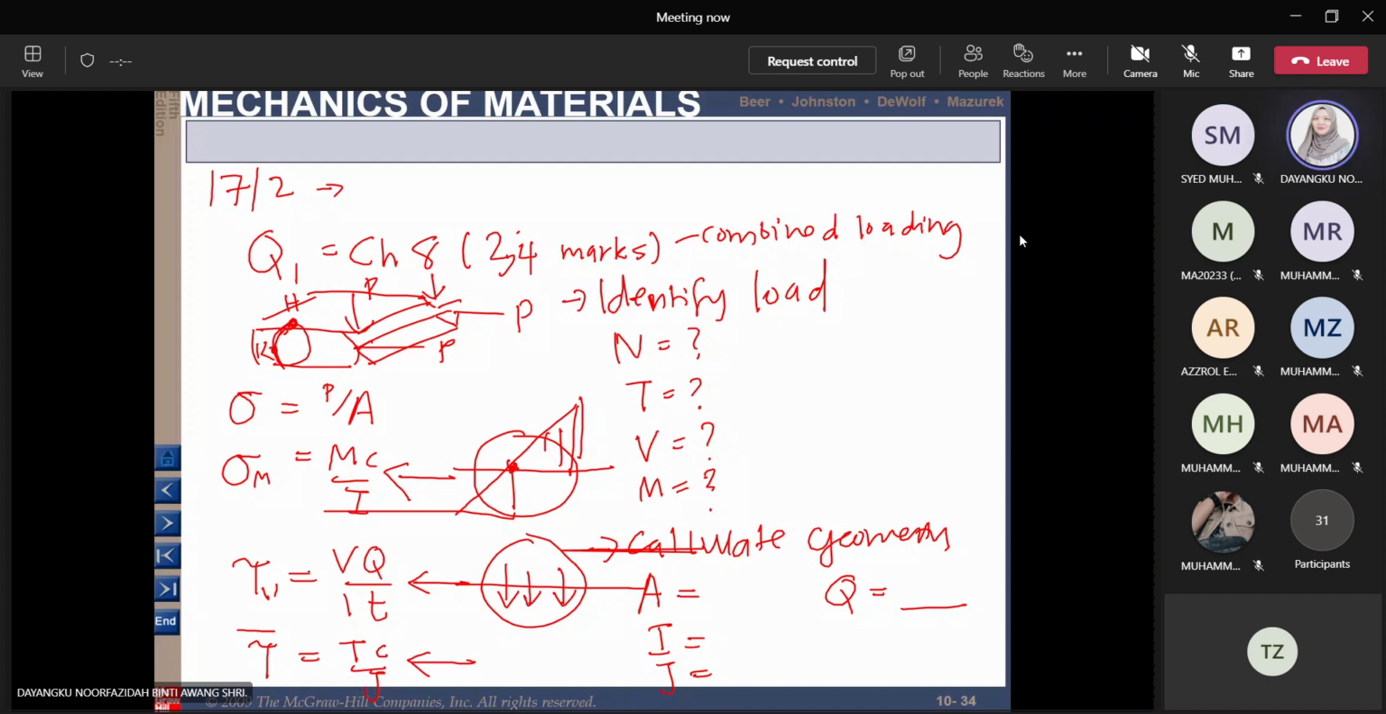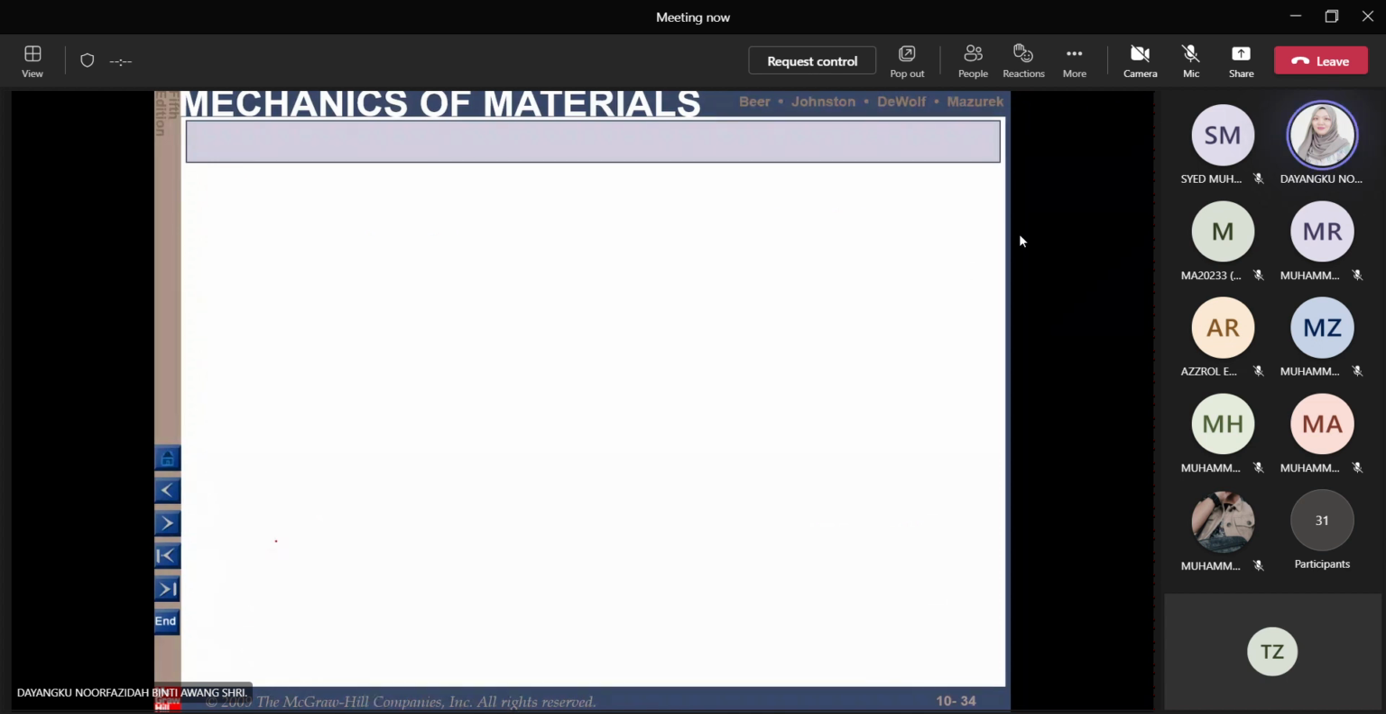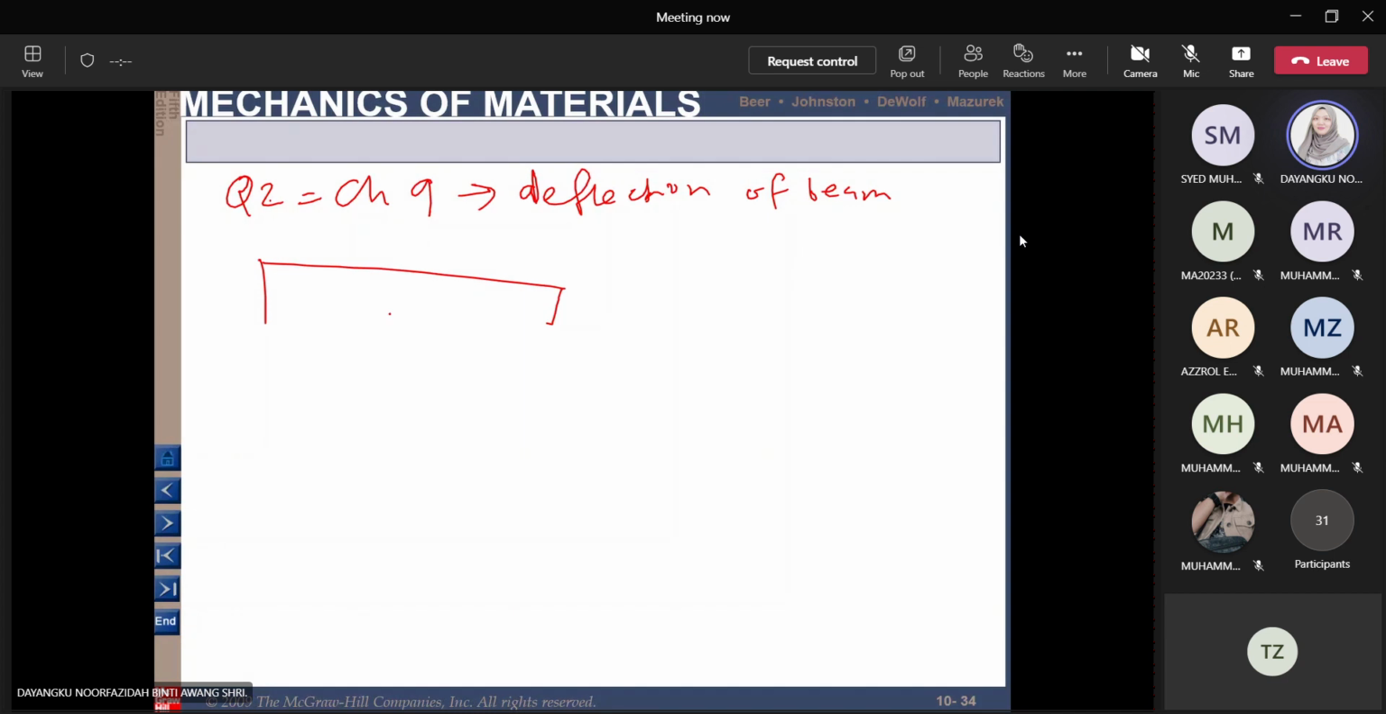Okay, so for question 2. Question 2 is from chapter 9, which is the deflection of the beam. You will be given either a simply supported beam or a cantilever. This is the only thing that you are tested on.